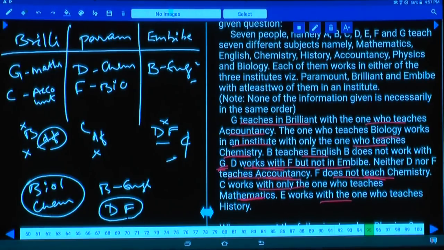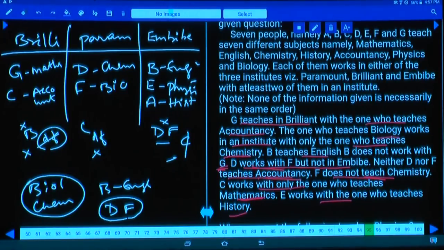E works with the one who teaches history. As E works with the one who teaches history, then who are the persons left over here? E and A are the persons left over. And E works with the person who teaches history, which means A must teach history. Then what is the subject left over here? English, history, and the next one is physics. And this E must teach physics.